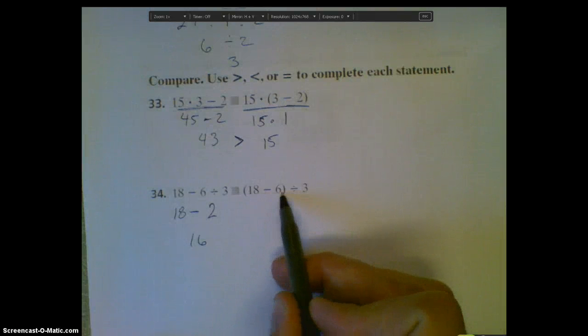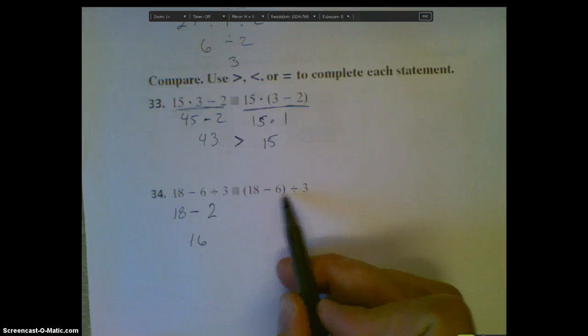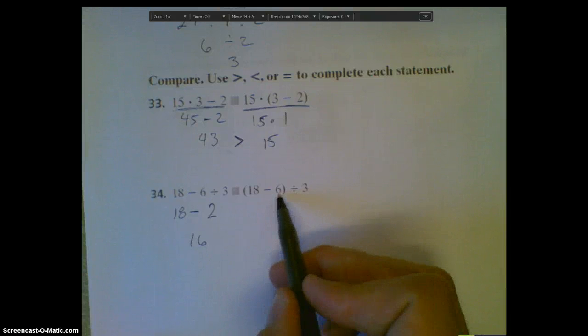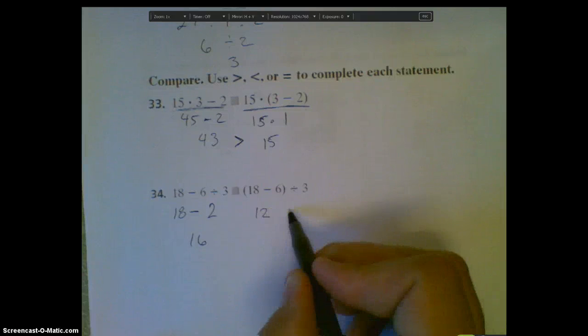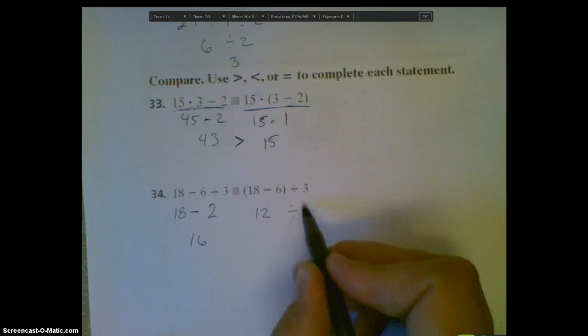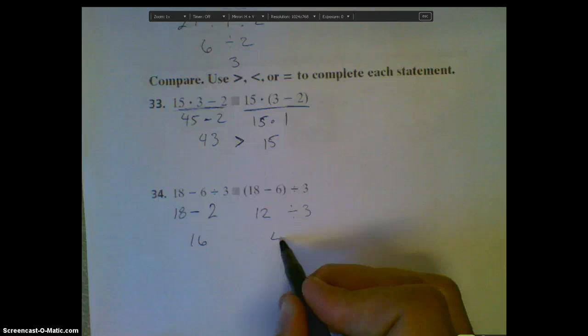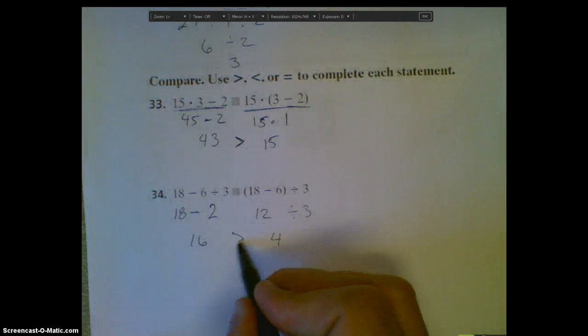Now I do the parentheses first. Even though there's a division, I do parentheses first. 18 minus 6 is 12. I bring down my divided sign and my 3. 12 divided by 3 is 4. So 16 is greater than 4.